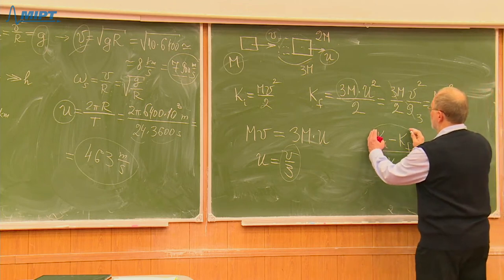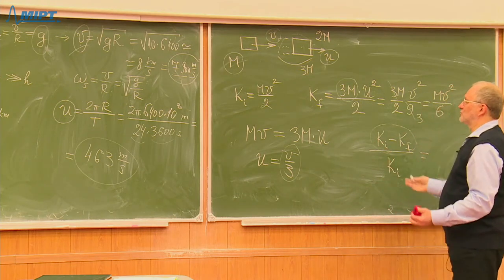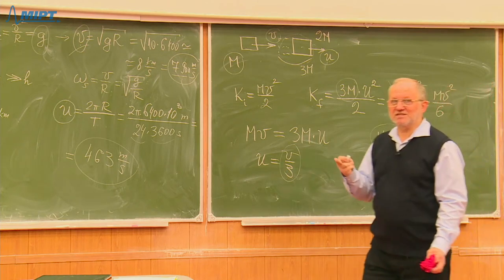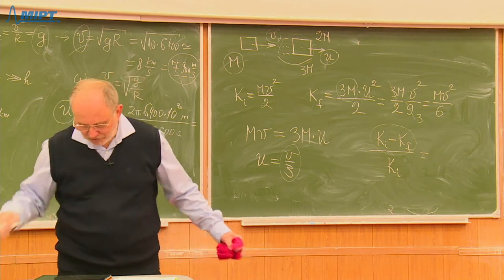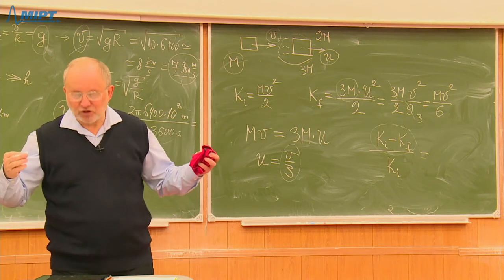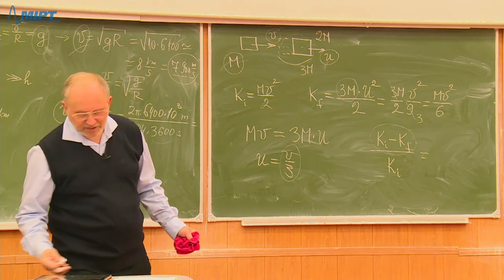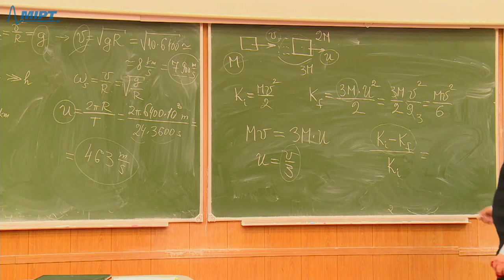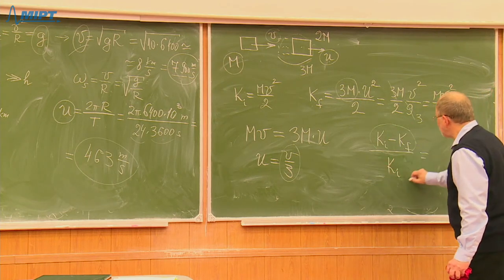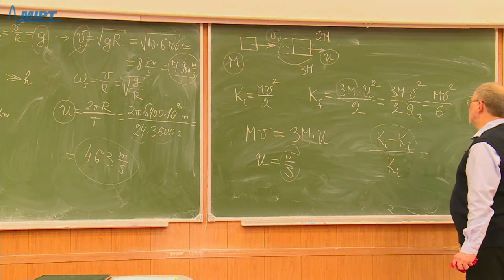If you only calculate the numerator of this formula, you will obtain the lost amount of kinetic energy. The problem does not require you to calculate the lost amount of kinetic energy. It says, what is the lost part? Be attentive to the wording of the problem statement. It requires to calculate the part of initial kinetic energy which was lost in the collision.